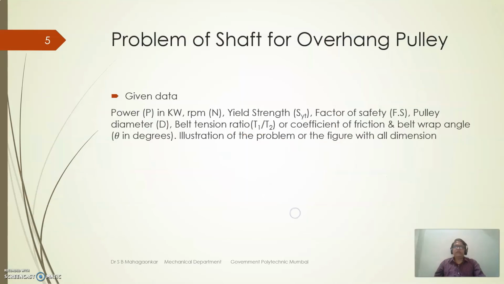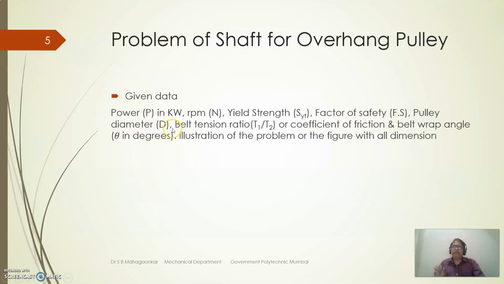So you just take a problem of a shaft. For a simple case, we will go for this, that is an overhang pulley. What are the given data? Given data: power in watts or kilowatts, RPM, yield strength of the material, and factor of safety are given.